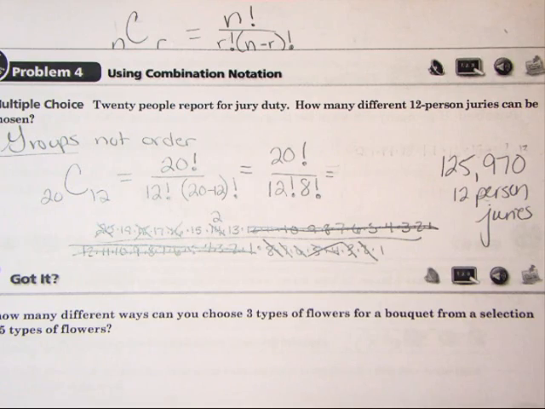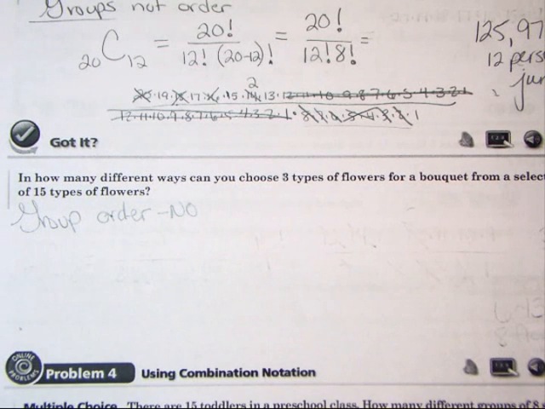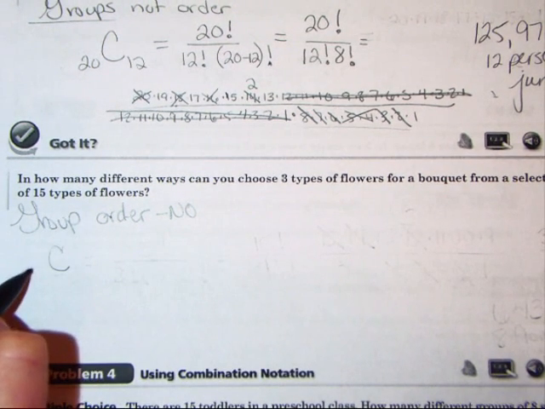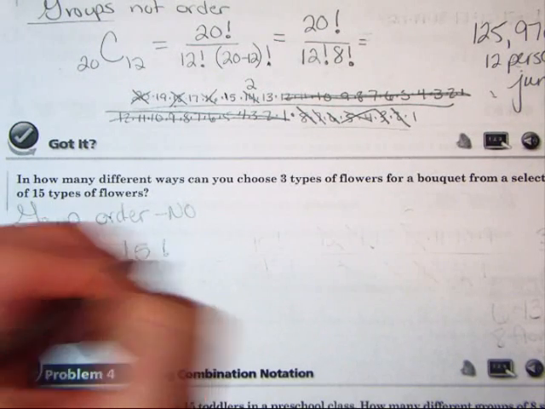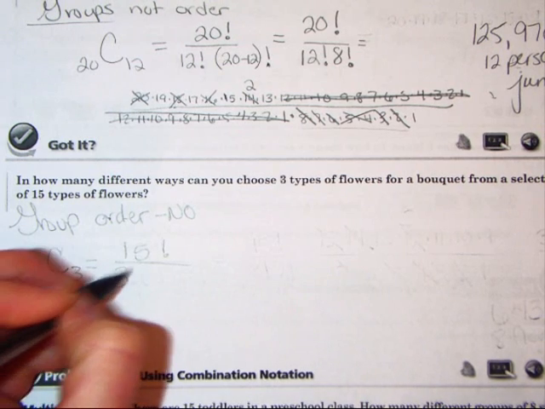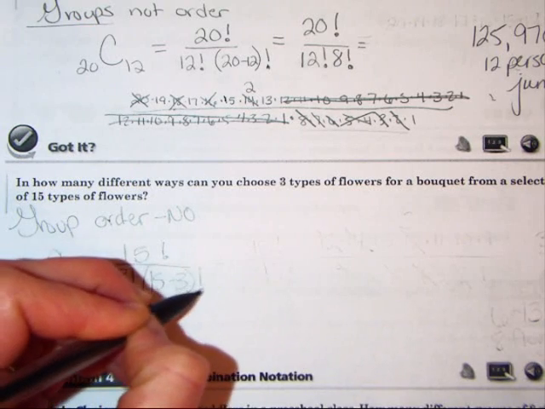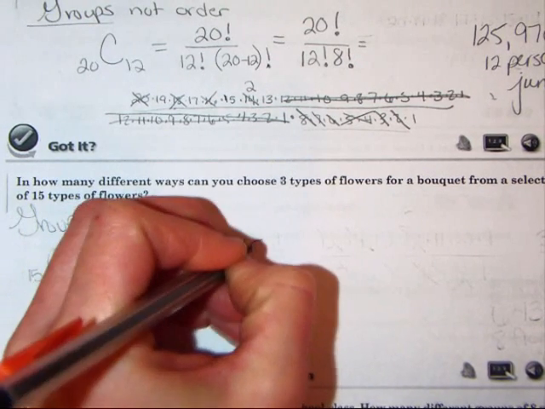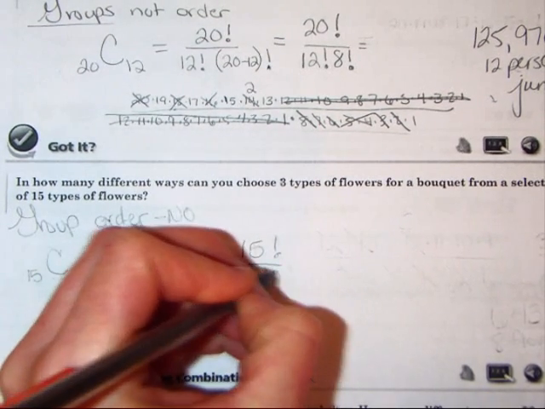Okay, continuing on. In the guided question, it asks how many different ways can you choose 3 types of flowers for a bouquet from a selection of 15. Something to make mention of is that this is just a group of flowers. There's no order. So we're going to use the combination of 15, selecting 3. The top number is 15 factorial over, since it's a combination, you put 3 factorial on the outside and 15 minus 3 on the inside, and factorial. The top is going to be 15 factorial, and the bottom becomes 3 factorial times 12 factorial.